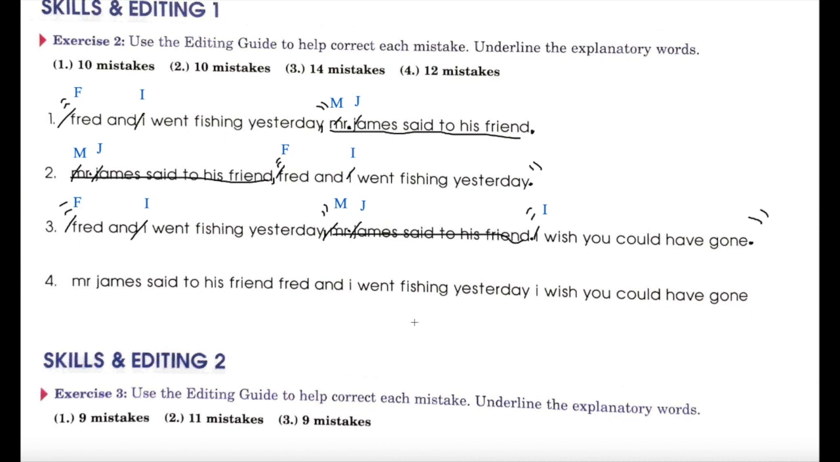All right, let's make sure we have all of our mistakes. 14. 1, 2, 3, 4, 5, 6, 7, 8, 9, 10, 11, 12, 13, 14. All right, we have them all. Number 4, 12 mistakes. Mr. James said to his friend Fred, Fred and I went fishing yesterday. I wish you could have gone.